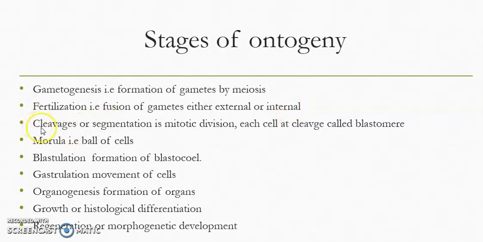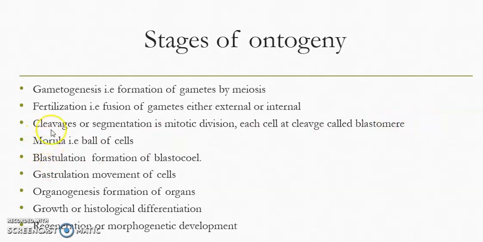Next step is called cleavages. The cleavages are just like mitosis, they are actually abrupt mitosis just after the fertilization. The egg undergoes the cleavages. The number of cleavages and the type of cleavages depend upon the species and the type of egg, which will be discussed later. Here I told you about the blastomere. What is a blastomere? Each cell at the cleavage stage is called a blastomere.